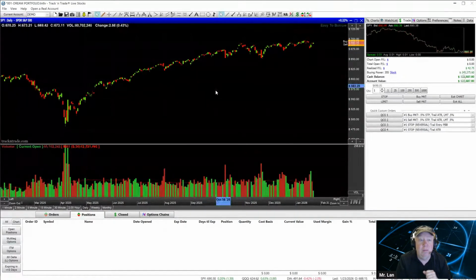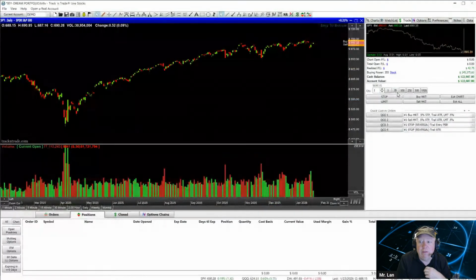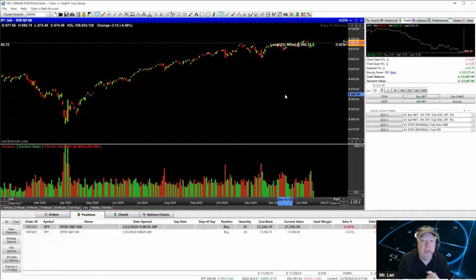So when you put it into the market, this is the S&P. It's very simple to put it into the market. If you come in here and you say, well, I want 25 shares of the S&P, you click that little 25, or maybe you want 26 shares. You can run it up and down one at a time here. And then you just hit buy market. And that's all there is to it. That's going to put you into the market.